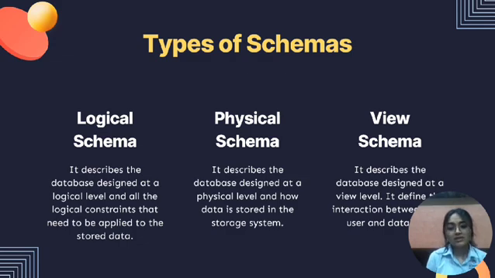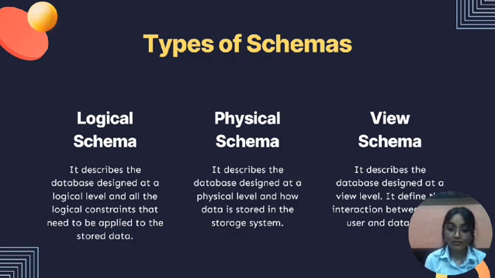The logical schema describes how the data is stored in the form of tables and how the attributes of a table are connected. Then we have physical schema. It describes the database design at physical level and how data is stored in the storage system. Basically, it is the actual code or syntax needed to create the structure of a database. The database administrator chooses where and how to store the data in the different blocks of storage.